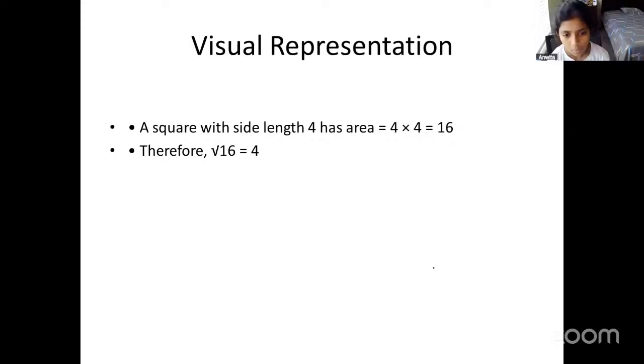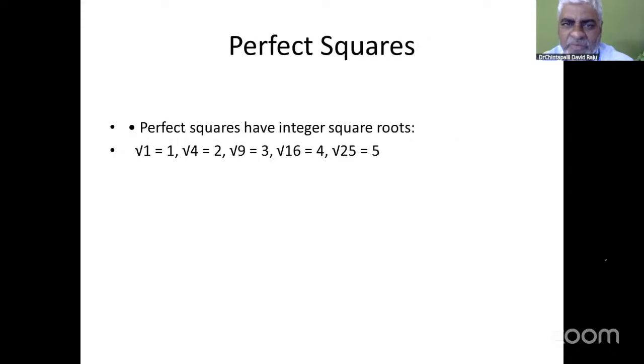A square with side length 4 has area equal to 4 into 4 equal to 16. Perfect. Next. Therefore, the square root of 16 is 4. Perfect. Now, it's a very important concept. Just read that sentence.